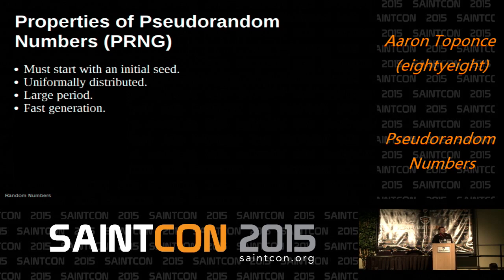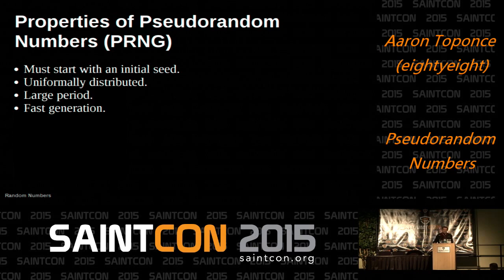Random number generators, also we want them to be uniformly distributed. This means that each number is as likely to be output as any other. There's no favoritism, or what we call bias, towards one number or another. All of the outputs are equally likely to be generated.